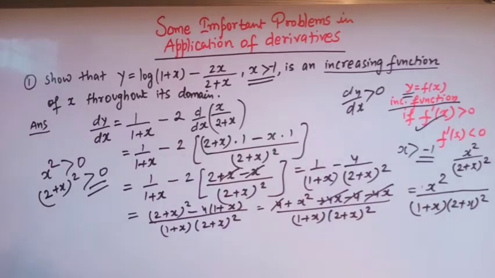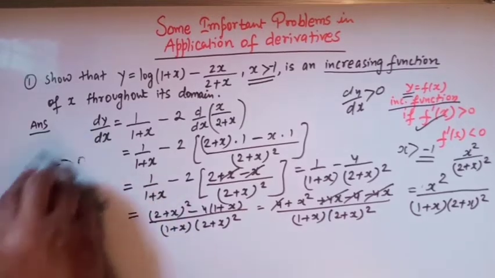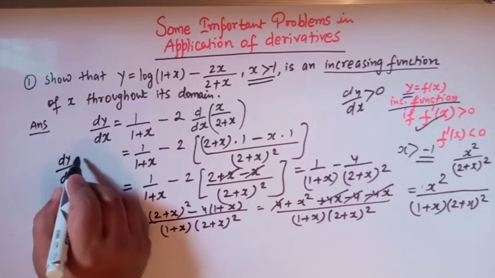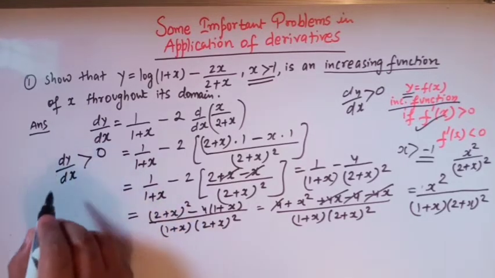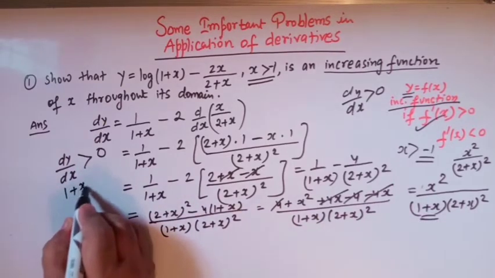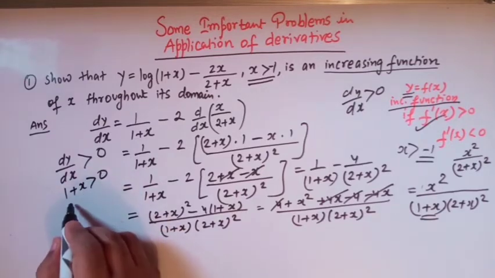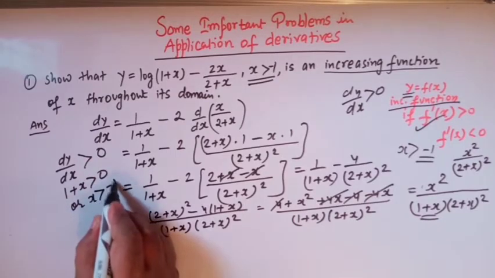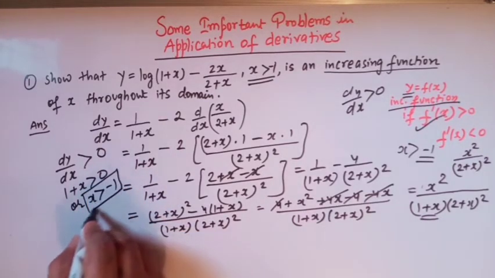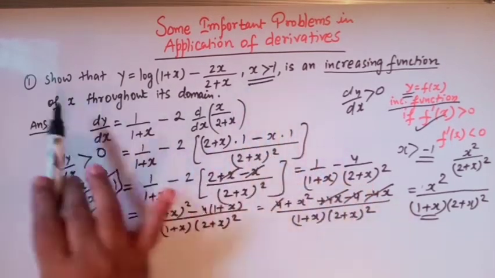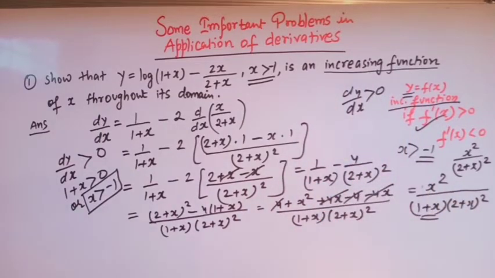So therefore we can say that this derivative dy over dx is greater than 0 if and only if this term, that is 1 + x, is greater than 0, right? Or if we take this 1 to this side, we have x greater than minus 1. So this is the required condition for this function to be an increasing function, right?